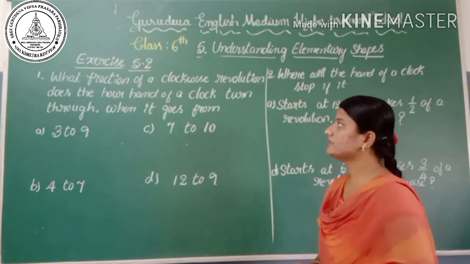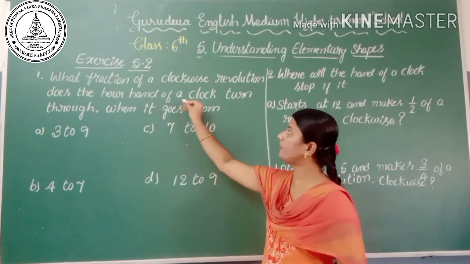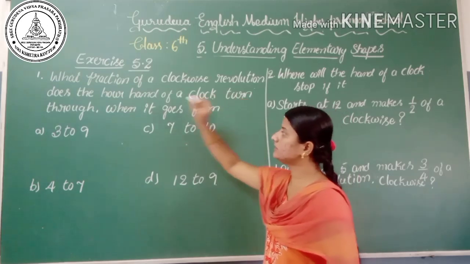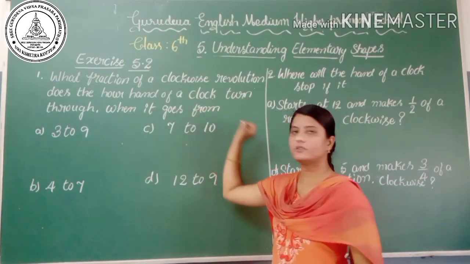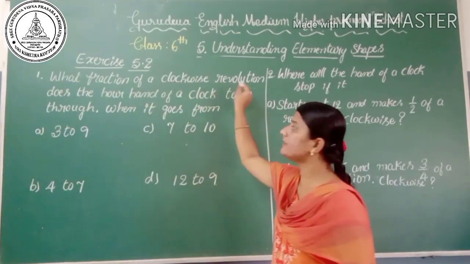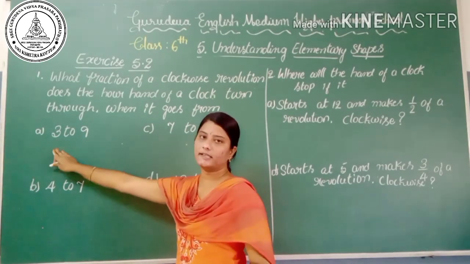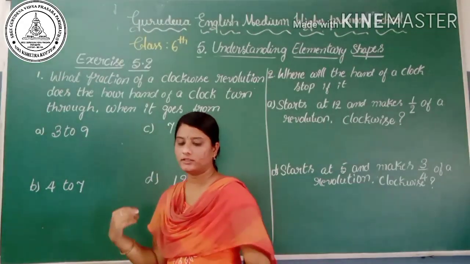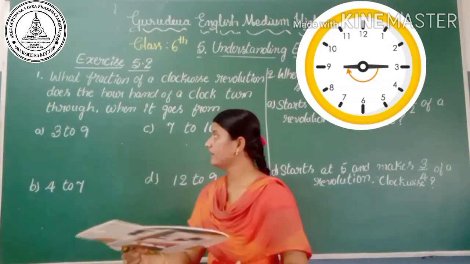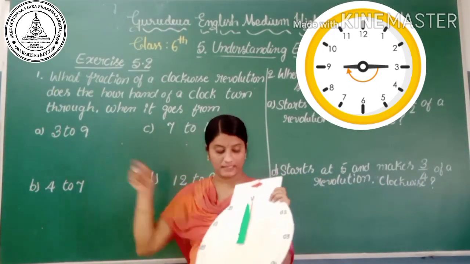The first question is, what fraction of a clockwise revolution does the hour hand of a clock turn through when it goes from? Okay, so we have to write the fraction of a clockwise revolution. The first question is 3 to 9. Yes, use the clock.